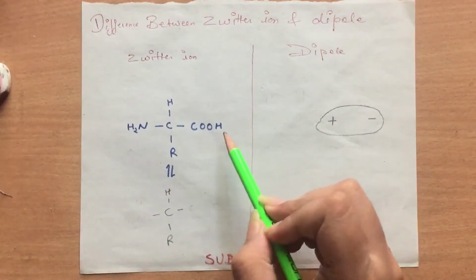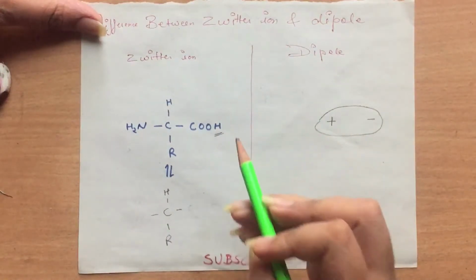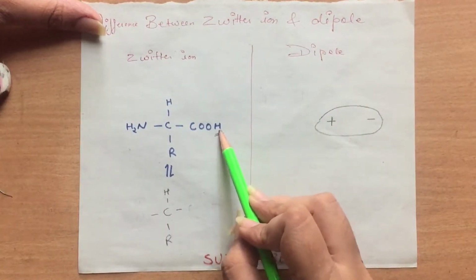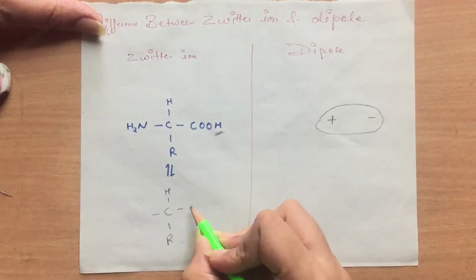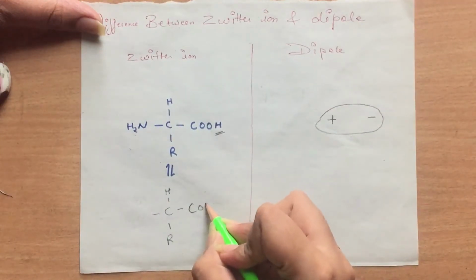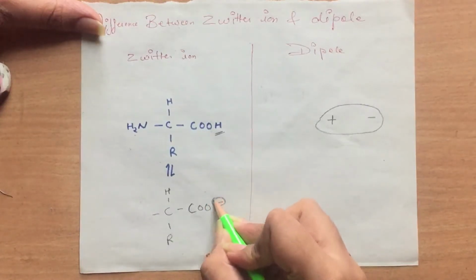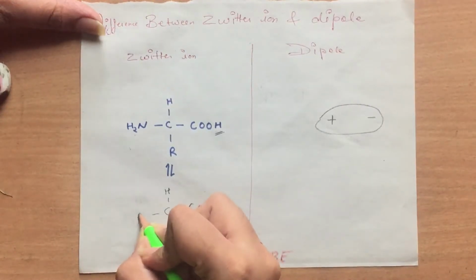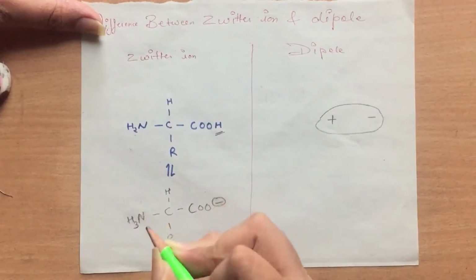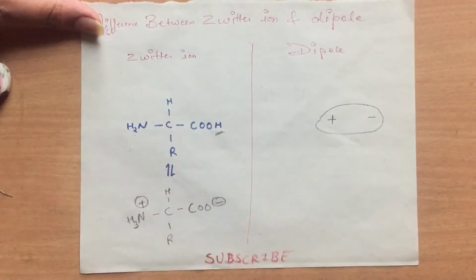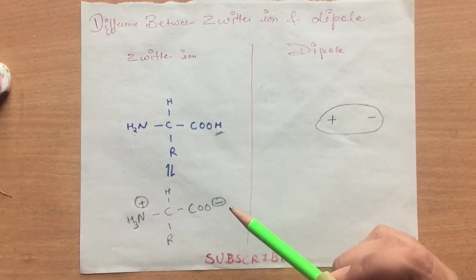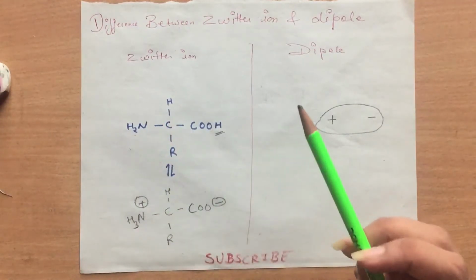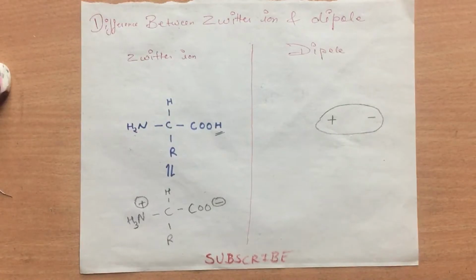This hydrogen here gets displaced from here to here, okay. So it becomes COO with a negative charge and NH3 with a positive charge, okay. That is a Zwitter ion formation through tautomerism, that is shift of hydrogen across the molecule, okay.